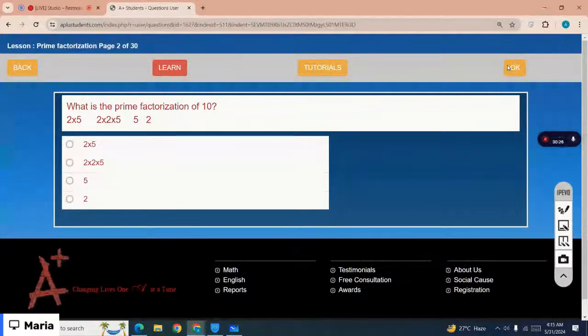Hello. The prime factorization of 10 is, yes, 2 times 5 is the correct option. The prime factorization of 10 is 2 times 5, right? Option number 1 is the correct option.